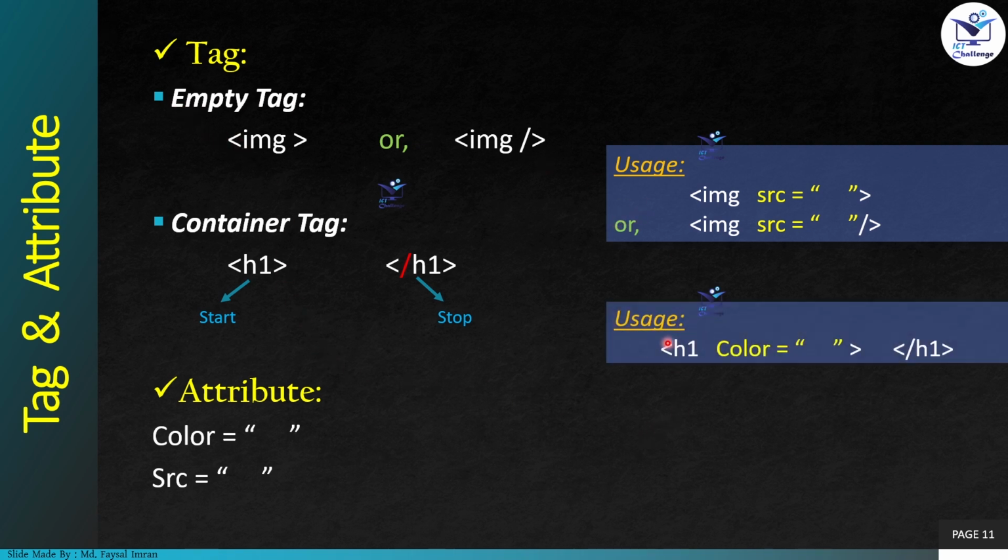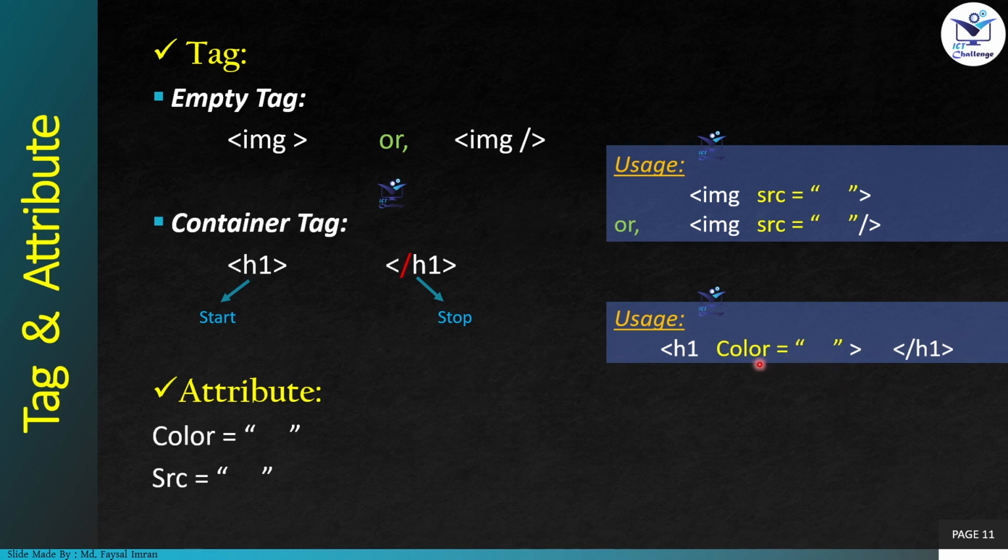Now the usage of the container tag. So how it works, here are the two parts for a container tag, start and stop part. When you want to place the attribute inside of a container tag, this start part must contain this attribute. If you place this attribute inside of the first part, like start part, then this part works for the entire tag.